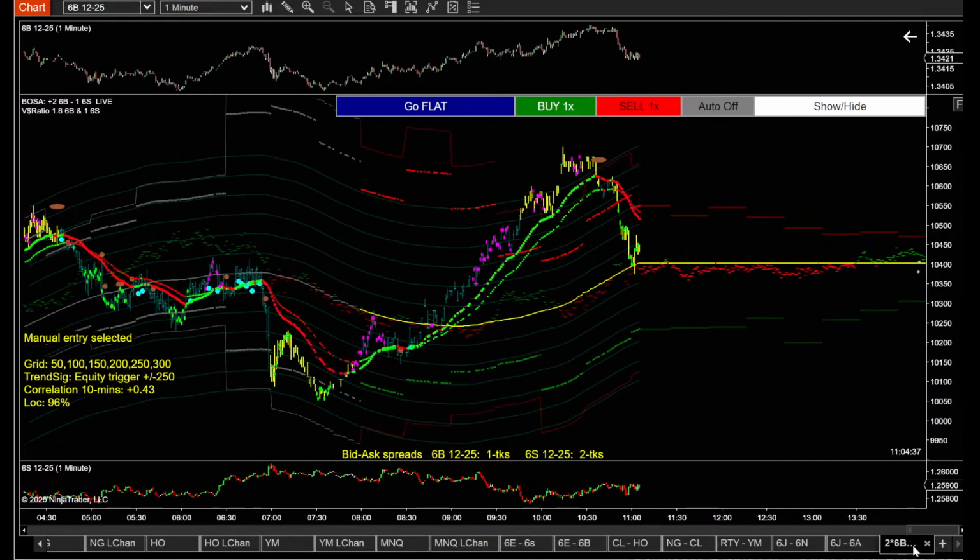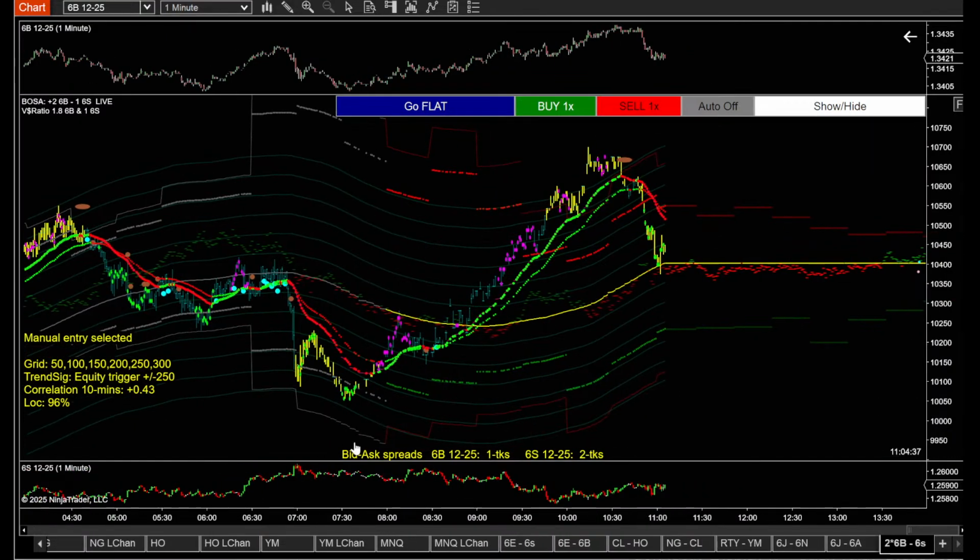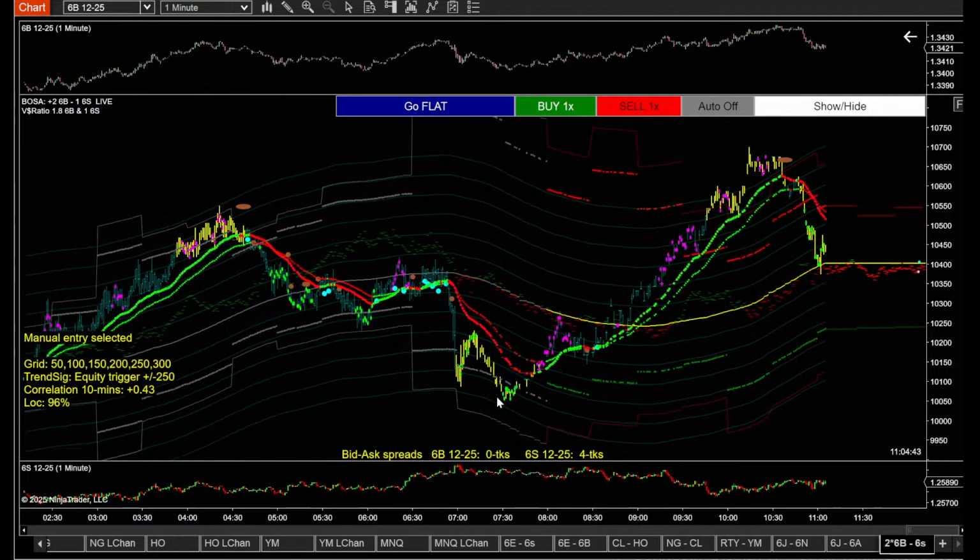There was another trade going on here that kicked my butt for not looking earlier, but right here was a perfect buy setup. Now this is the 6B, which is the British pound against the 6S. Because the volatilities of these two instruments are sort of lopsided, basically by a factor of two, I was going to trade two 6B and one 6S.